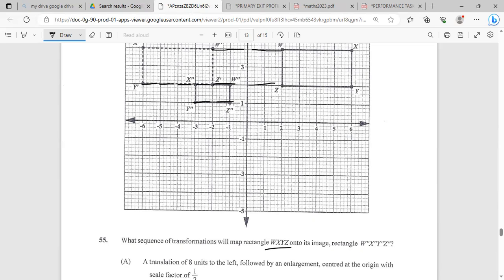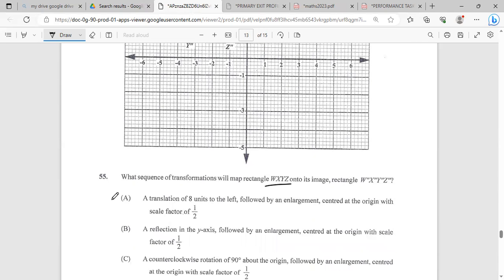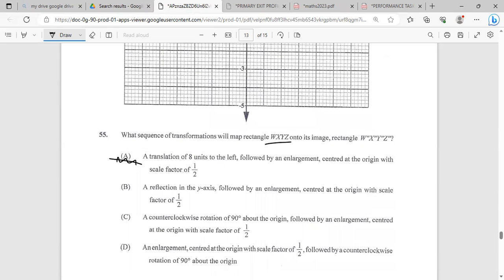Sorry for the noise, guys. One of the things that why me I circle the wrong thing? I always do that, you know. An enlargement. A reflection in the y-axis followed by enlargement. Yeah, this is it. All right, guys.